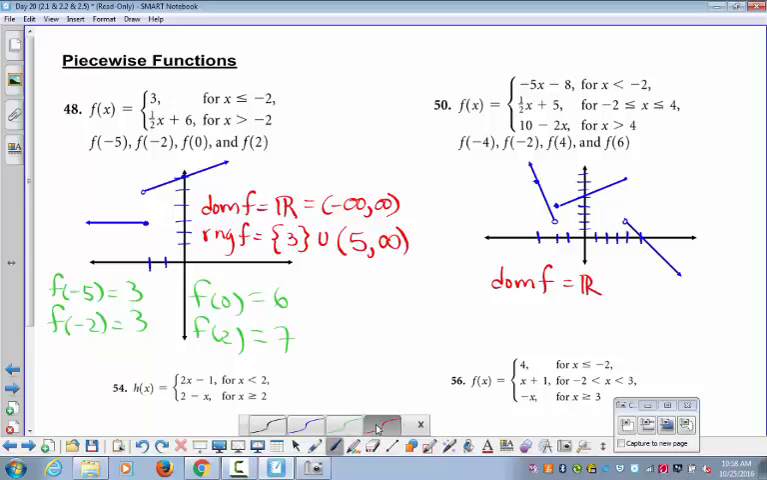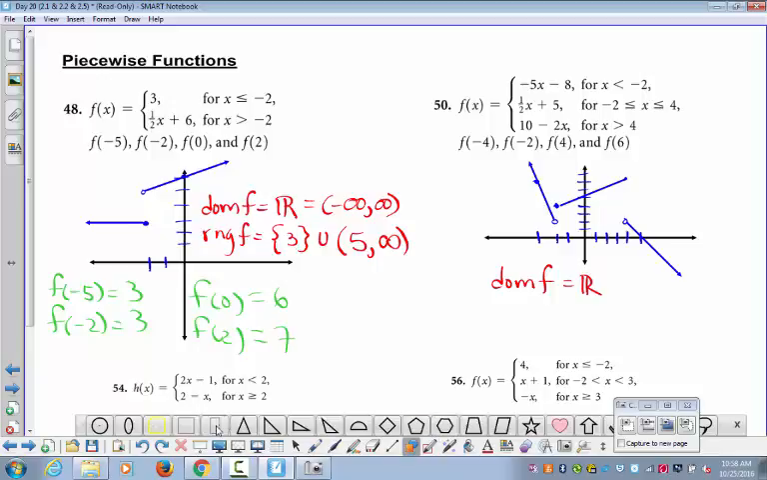Are there any x's that are missing? The only candidates for possible missing x's would be somewhere in this region and somewhere here where it's broken up. But no, each of those transition points has a y value. So all reals, definitely all reals.